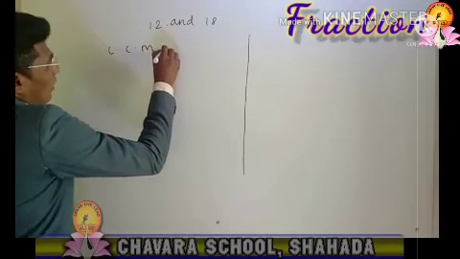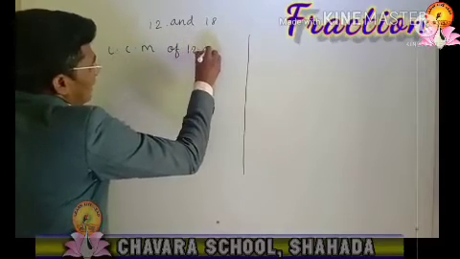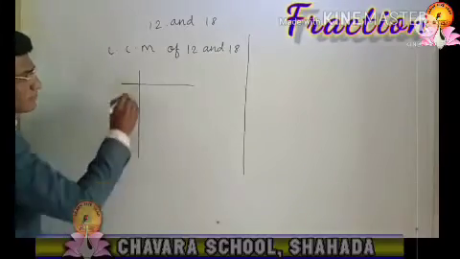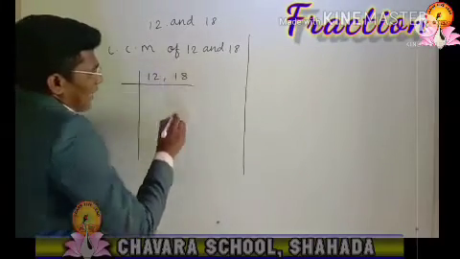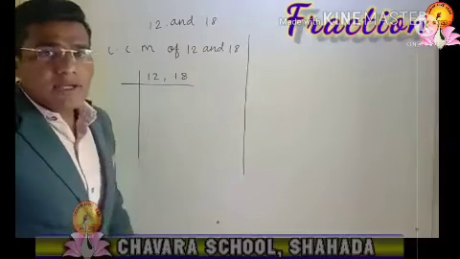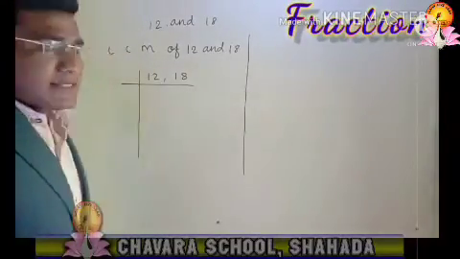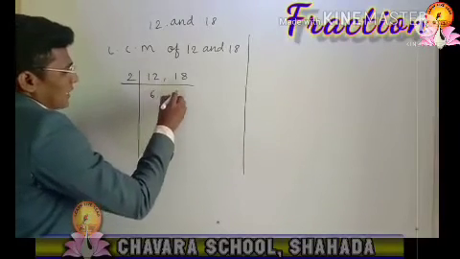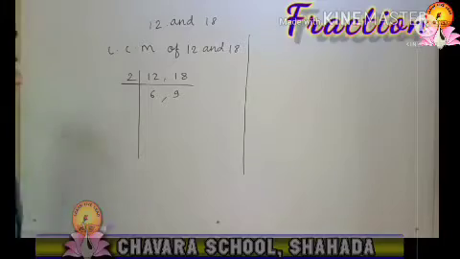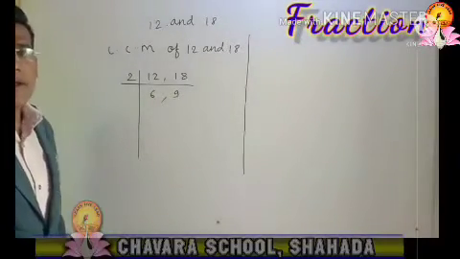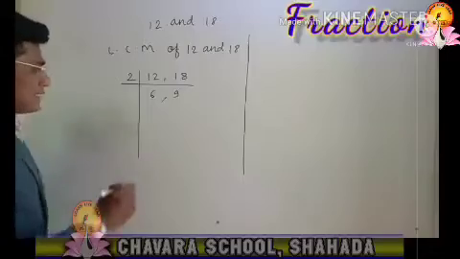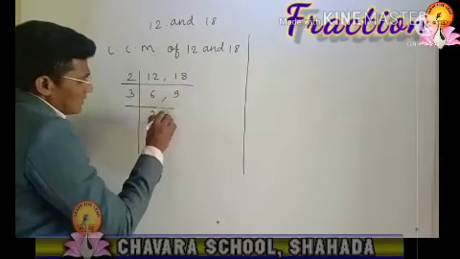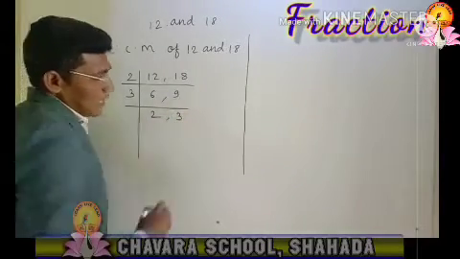LCM of 12 and 18. First of all, write them in a particular order: 12, 18, and divide both values by the smallest divisible factor. Suppose that is 2; 2 sixes are 12 and 2 nines are 18. Again, 6 and 9 are divisible by which number? That is divisible by 3, so we can divide it very well. 3 twos are 6 and 3 threes are 9.